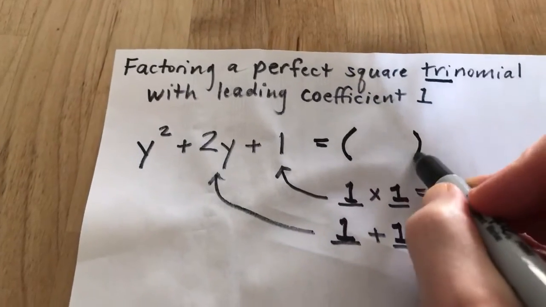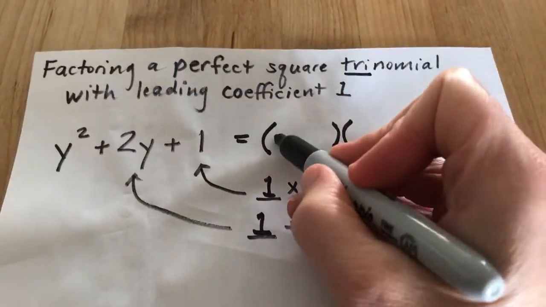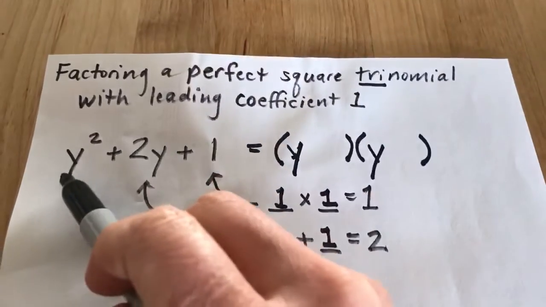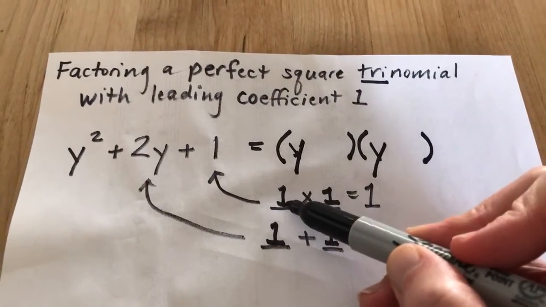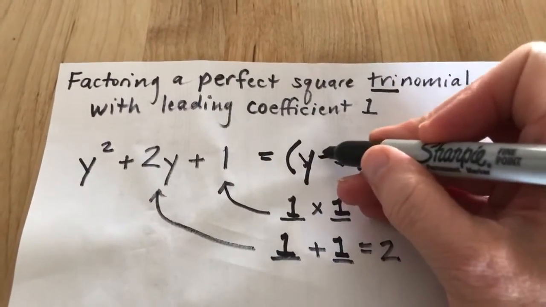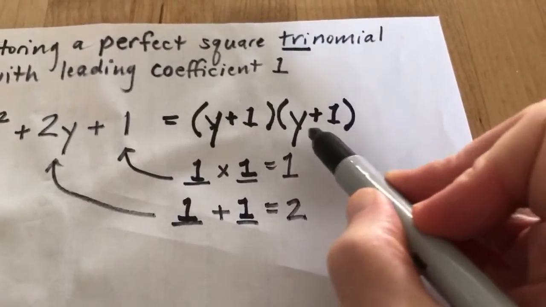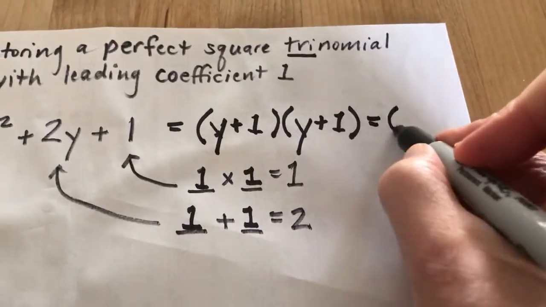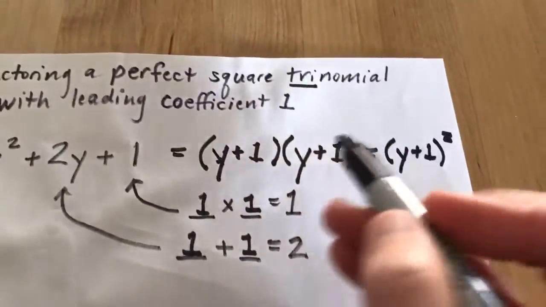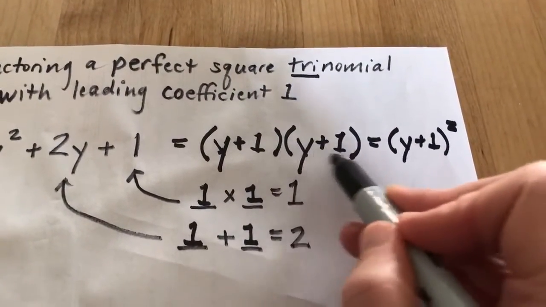So we're looking for two sets of parentheses that when we multiply them together give us this. So we need a y in the first spot for each of those so that y times y equals y squared. And then we're going to put the numbers we found, the 1 and the 1, in the second spot. And since both of those were positive, we want plus in between. Now you'll notice that each of these sets of parentheses is exactly the same. So I could write this as the quantity y plus 1 squared. That's where the term perfect square comes from. It means that both of these are exactly the same.